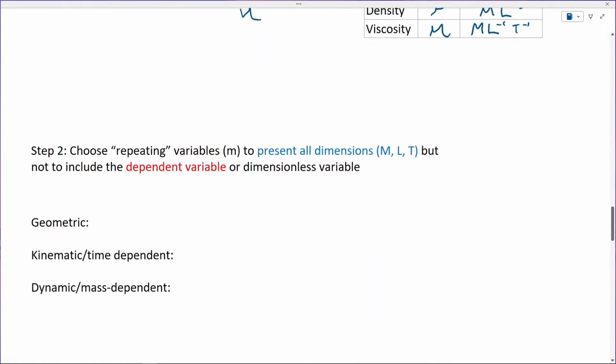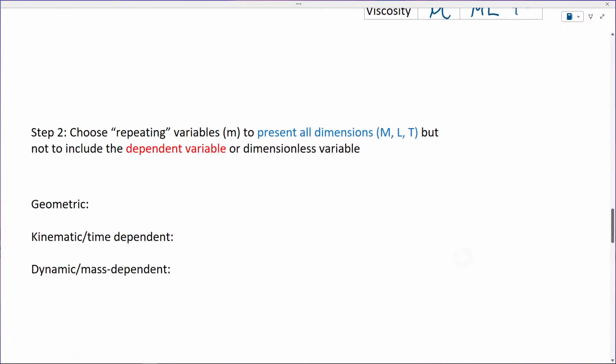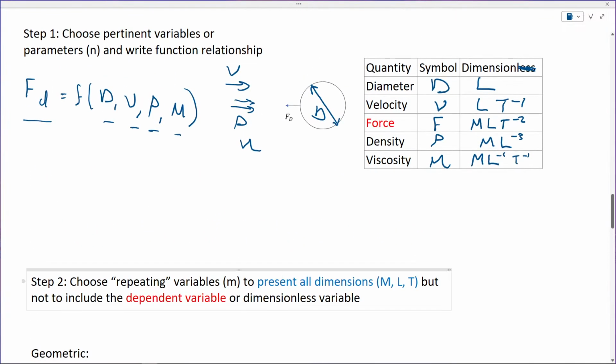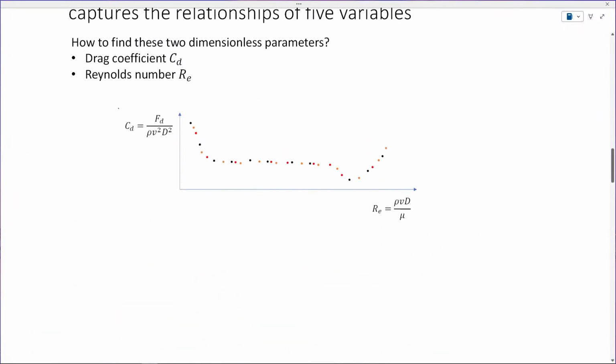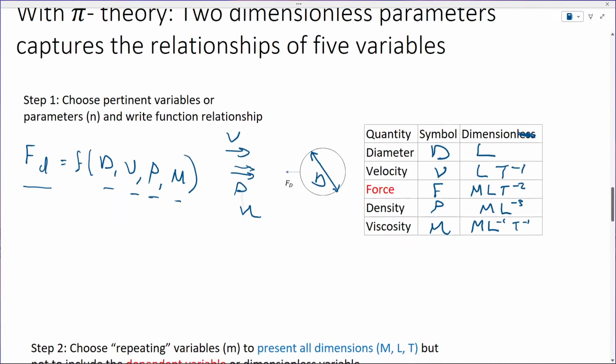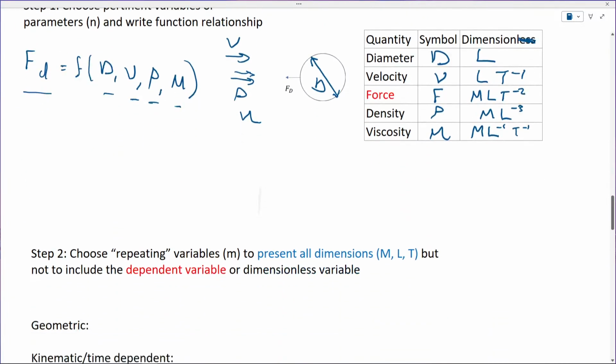The second step, okay, so you have some new term here. Choose a repeating variable. So let's call this M to represent all dimensions, but not to include the dependent variable or dimensionless variable. What does this mean? What is a repeating variable? Repeating variables are the variables that will repeat in your pi terms. Remember I showed you in this problem we have two pi terms, this would be one and this would be another one. So these would be the repeating variables that you expect to repeat in these pi terms.